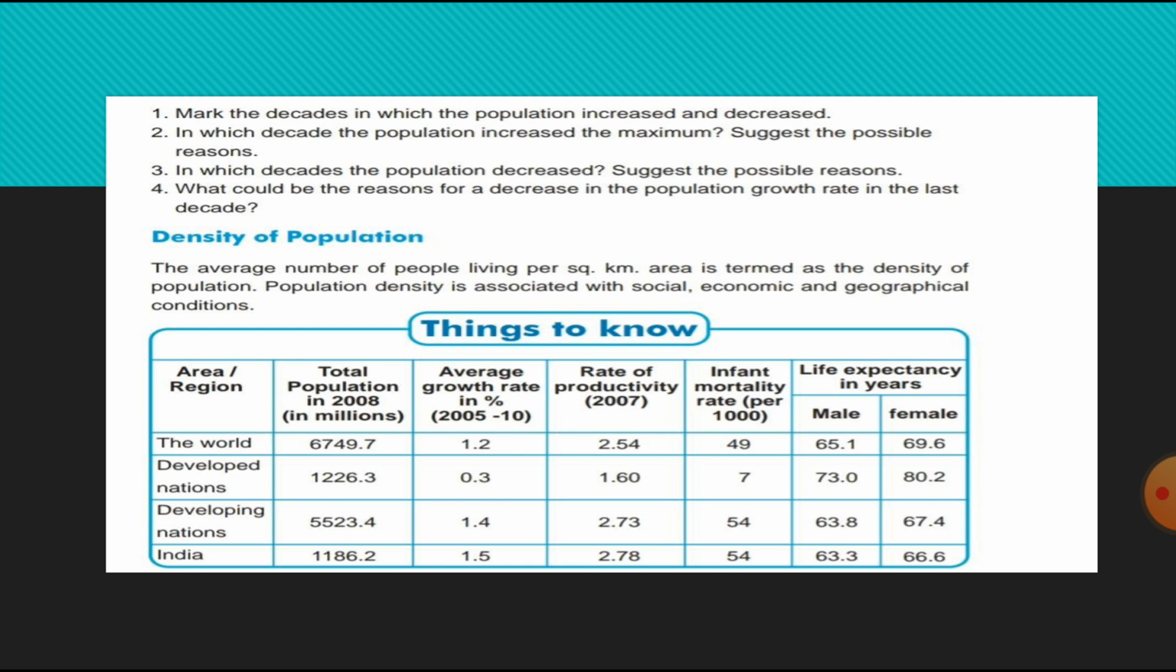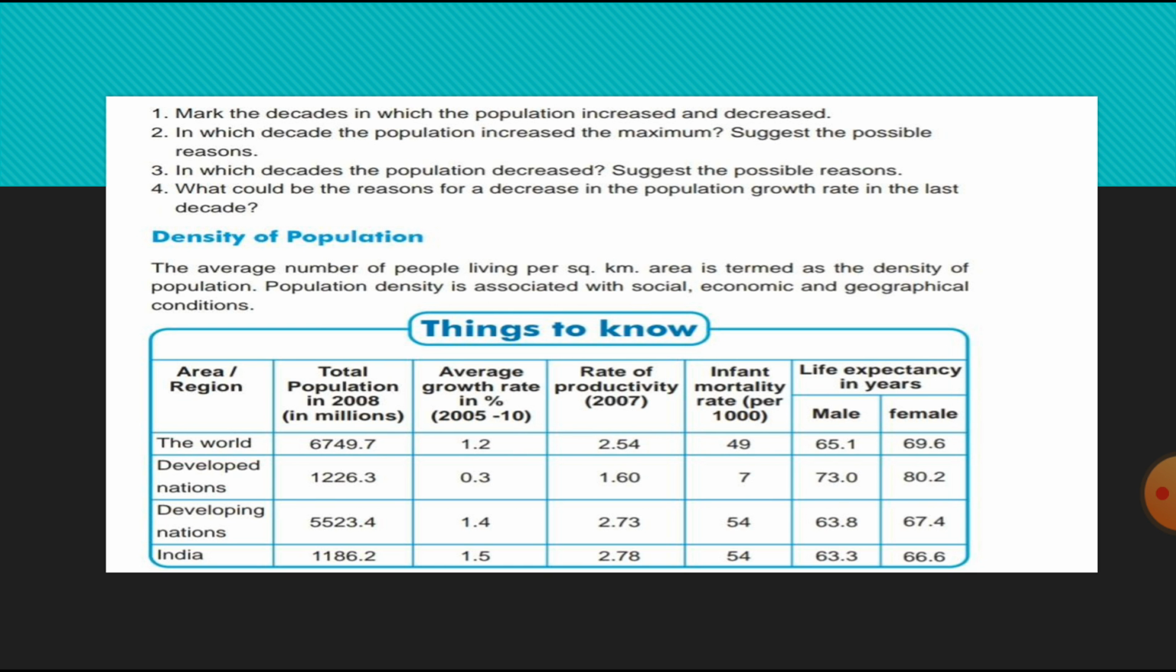And see, the average growth rate is 1.2%, and the rate of productivity is 2.54. And infant mortality, that is per thousand, is 49. And life expectancy in males is 65.1 and in females is 69.6.